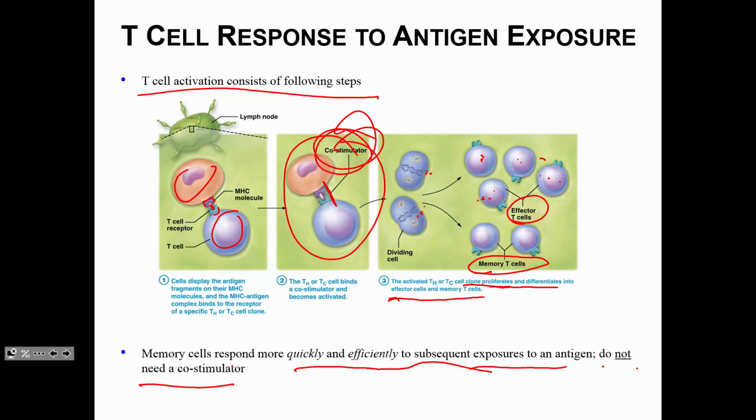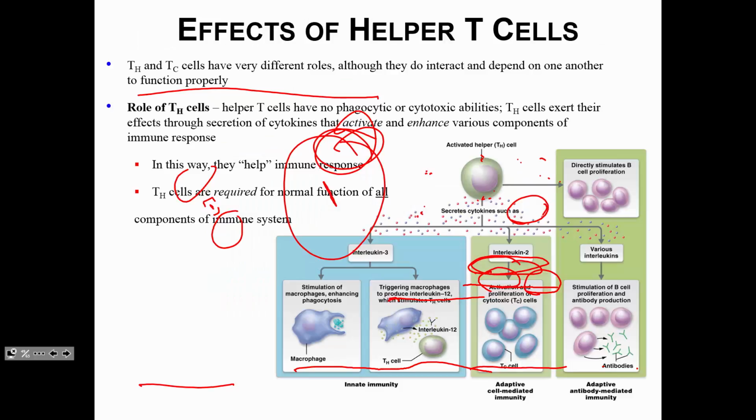Now, proliferation just means to divide, to make more. Differentiation means we're going to differentiate into either an effector T cell or a memory T cell. So differentiation means we're going to turn into a specific type of T cell. That's what that means.